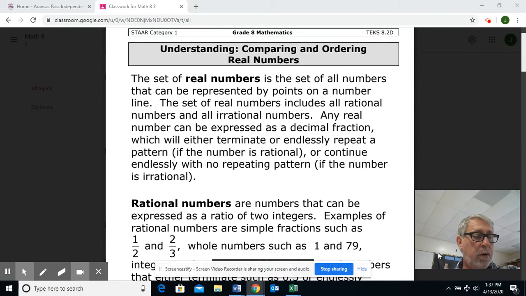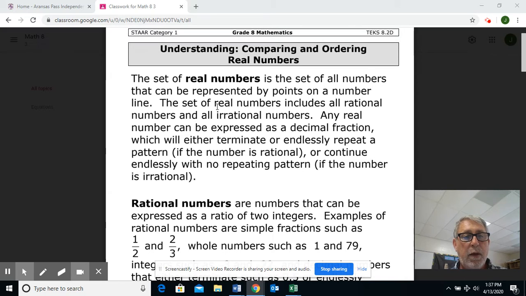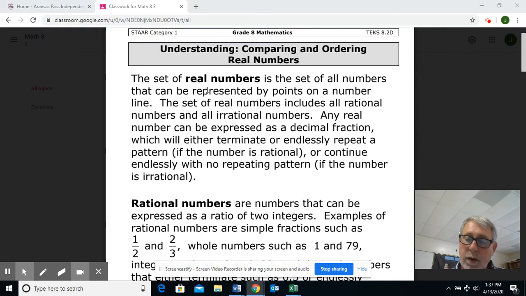Okay, I'm going to start this one. This is going to be one of the easier assignments, I think, for you to do. I'm going to go over this and how to do it. This is where you just have to order your numbers from least to greatest or greatest to least.